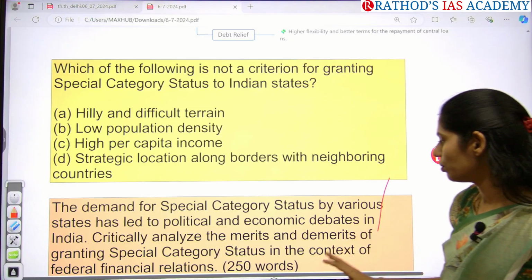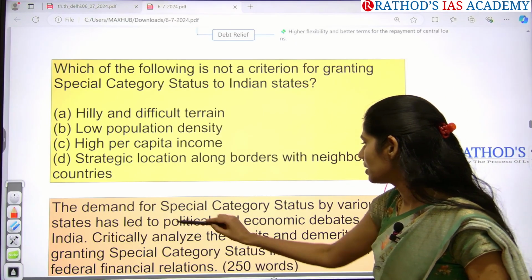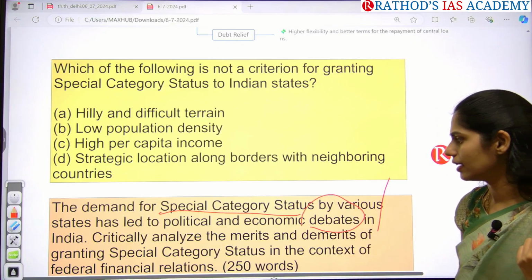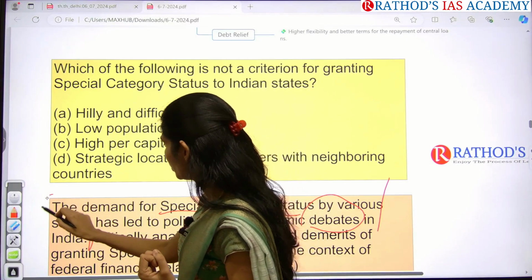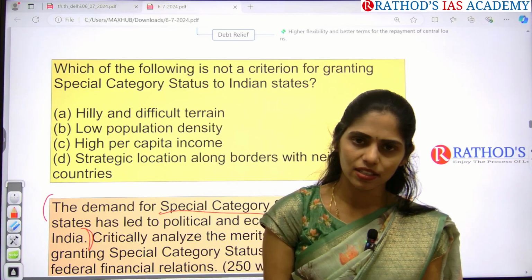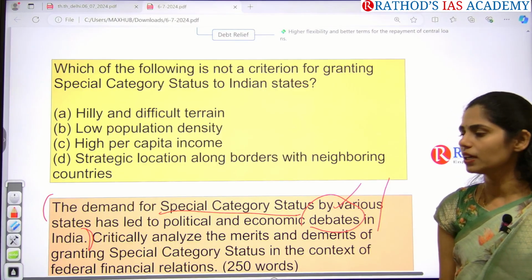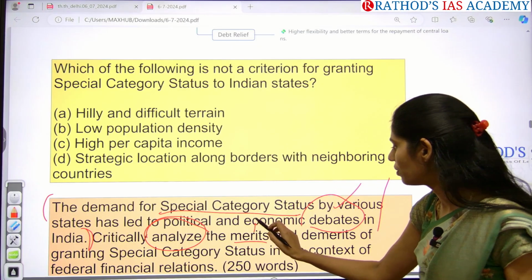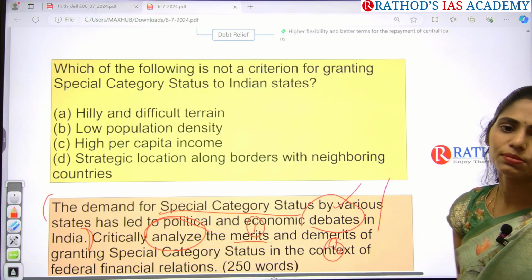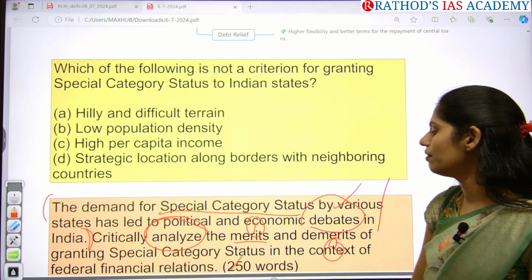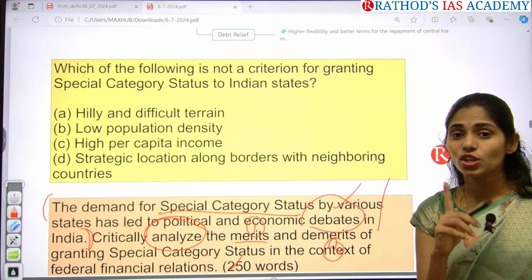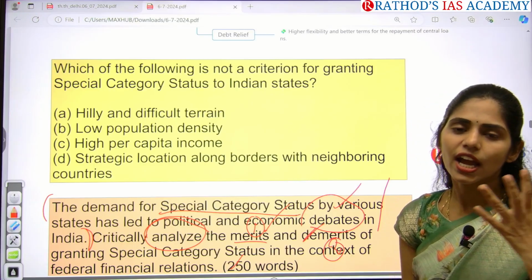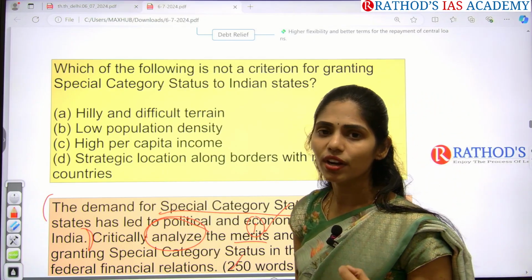Next I want to give you a mains question: the demand for special category status by various states has led to political and economic debates in India. They gave a statement that many states are demanding this special category status, and because of this it became a political and economic debate. They are asking you to critically analyze the merits first, and then the demerits, of granting special category status in the context of federal financial relations. One merit is that they get grants and loans. Apart from that, see what the demerits are and try to write an answer for this question. Whenever you write, only then will you improve.